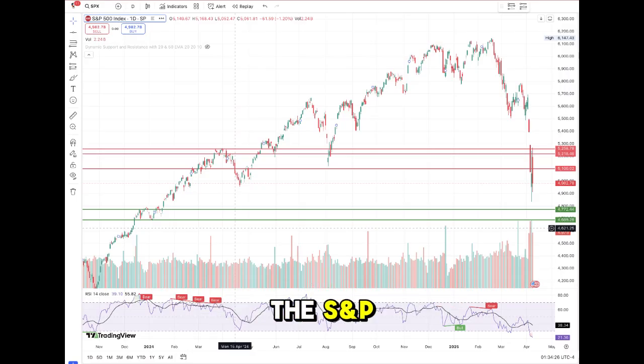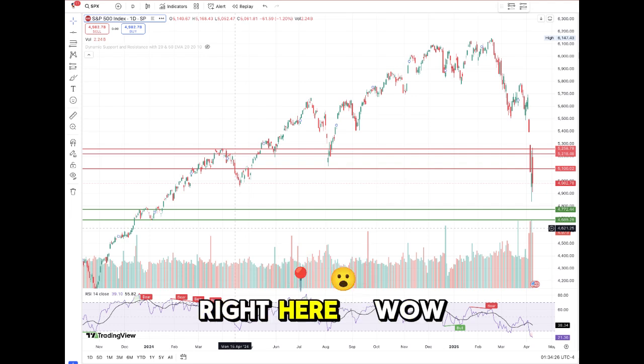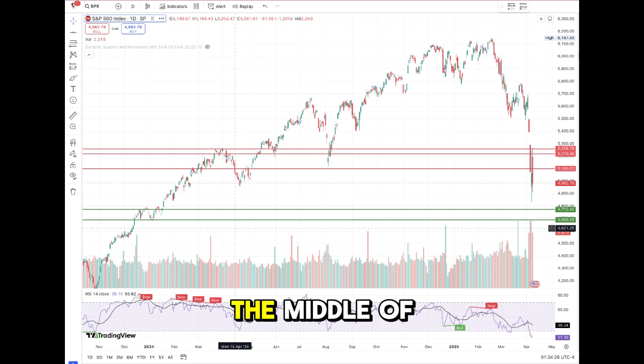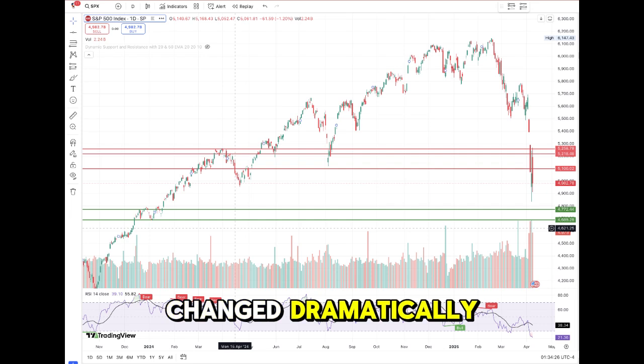Alright, looking at the S&P 500 daily chart, right here. After that strong uptrend that carried us from the middle of last year all the way up to highs near 6,200 around the turn of the year, the picture has changed dramatically.